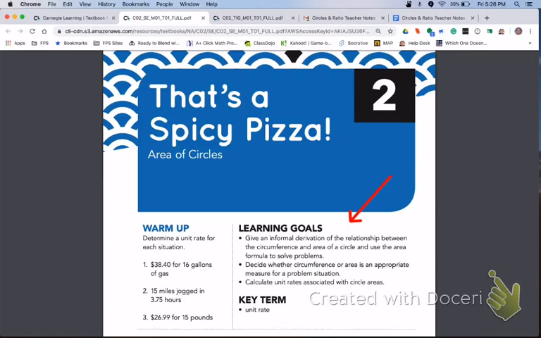Learning goals for today: give an informal derivation of the relationship between the circumference and area of a circle, and use the area formula to solve problems. Decide whether circumference or area is an appropriate measure for a problem situation, and calculate unit rates associated with circle areas. Key term to look for in the lesson today: unit rate.